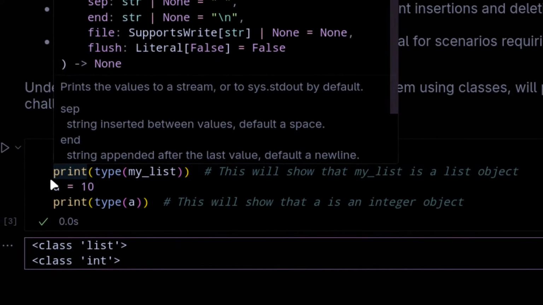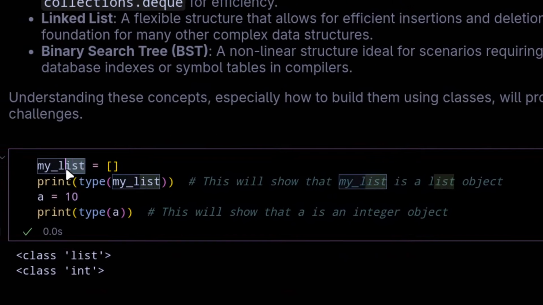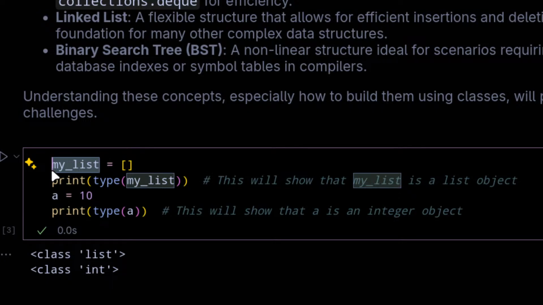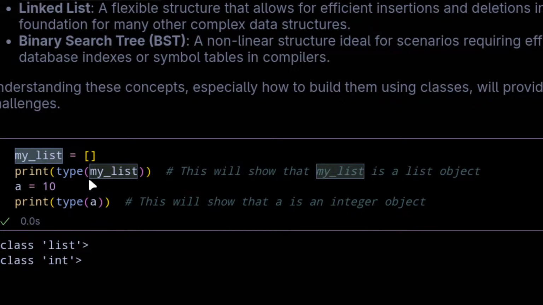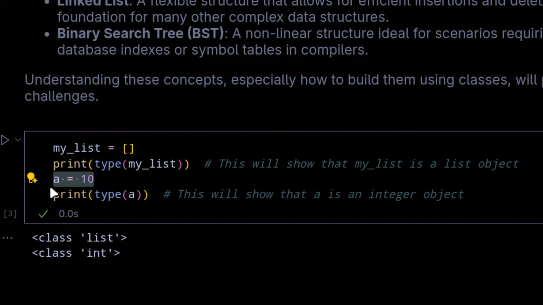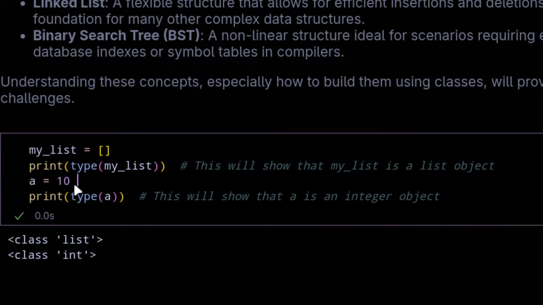Now you will ask, what is an object? An object is this. My list is an object. So my list is an object of class list. Or let's say a equal to 10. Then I would say a is an object of class int. This means a is an object of class int. Okay, so hopefully that is clear.